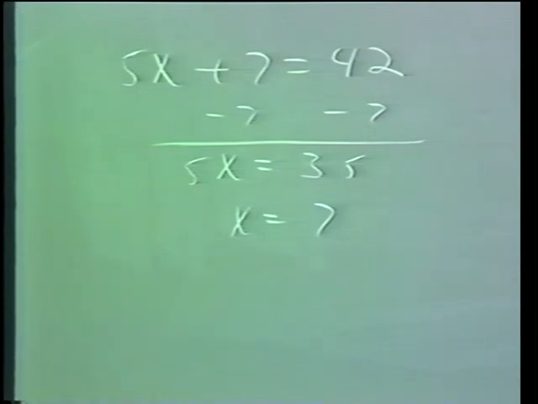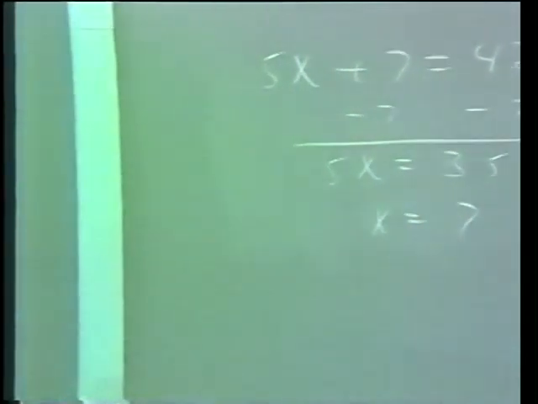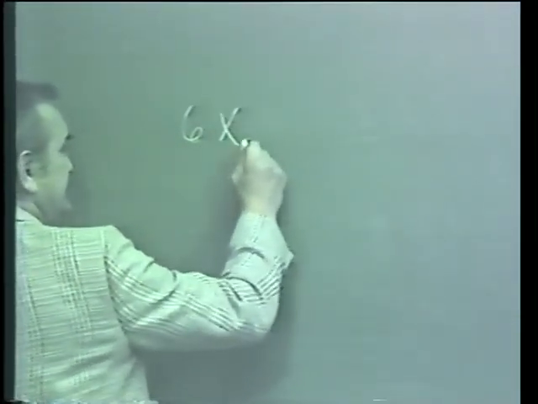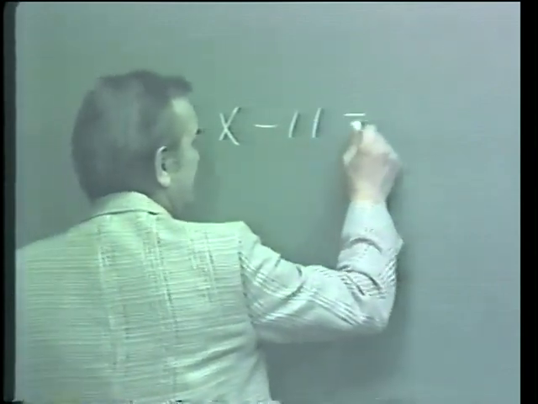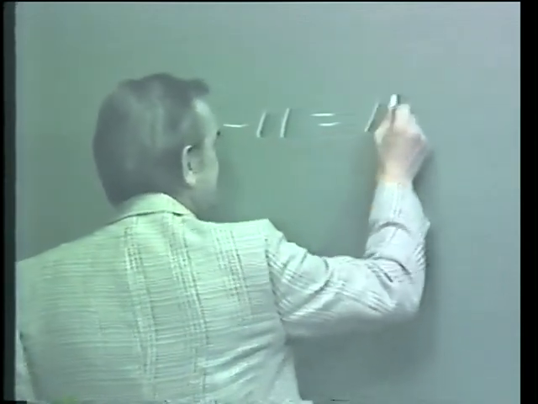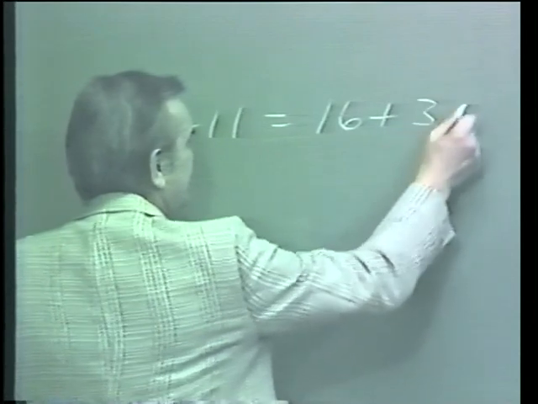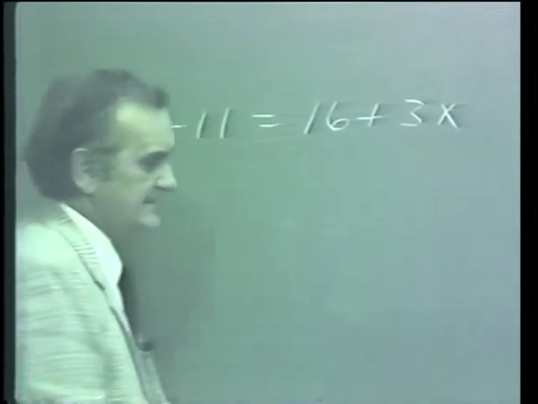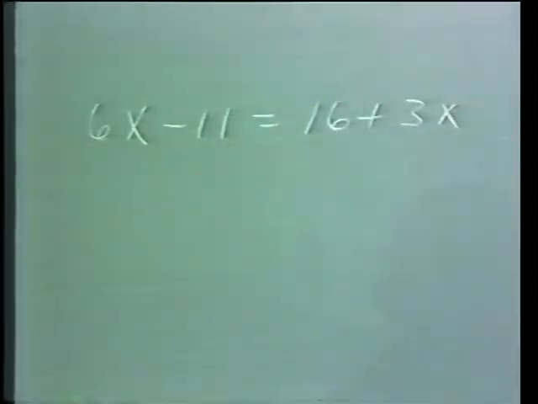Let's take it a step further. Let's suppose I have 6x minus 11 is equal to 16 plus 3x. Let's see if we can find the solution set for that problem.